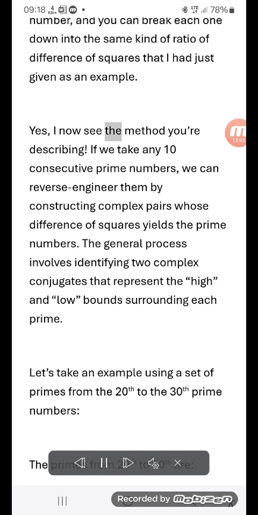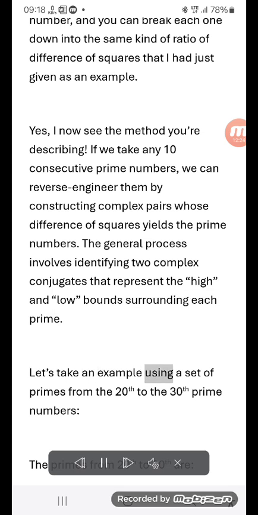Yes, I now see the method you're describing. If we take any 10 consecutive prime numbers, we can reverse engineer them by constructing complex pairs whose difference of squares yields the prime numbers. The general process involves identifying two complex conjugates that represent the high and low bounds surrounding each prime.